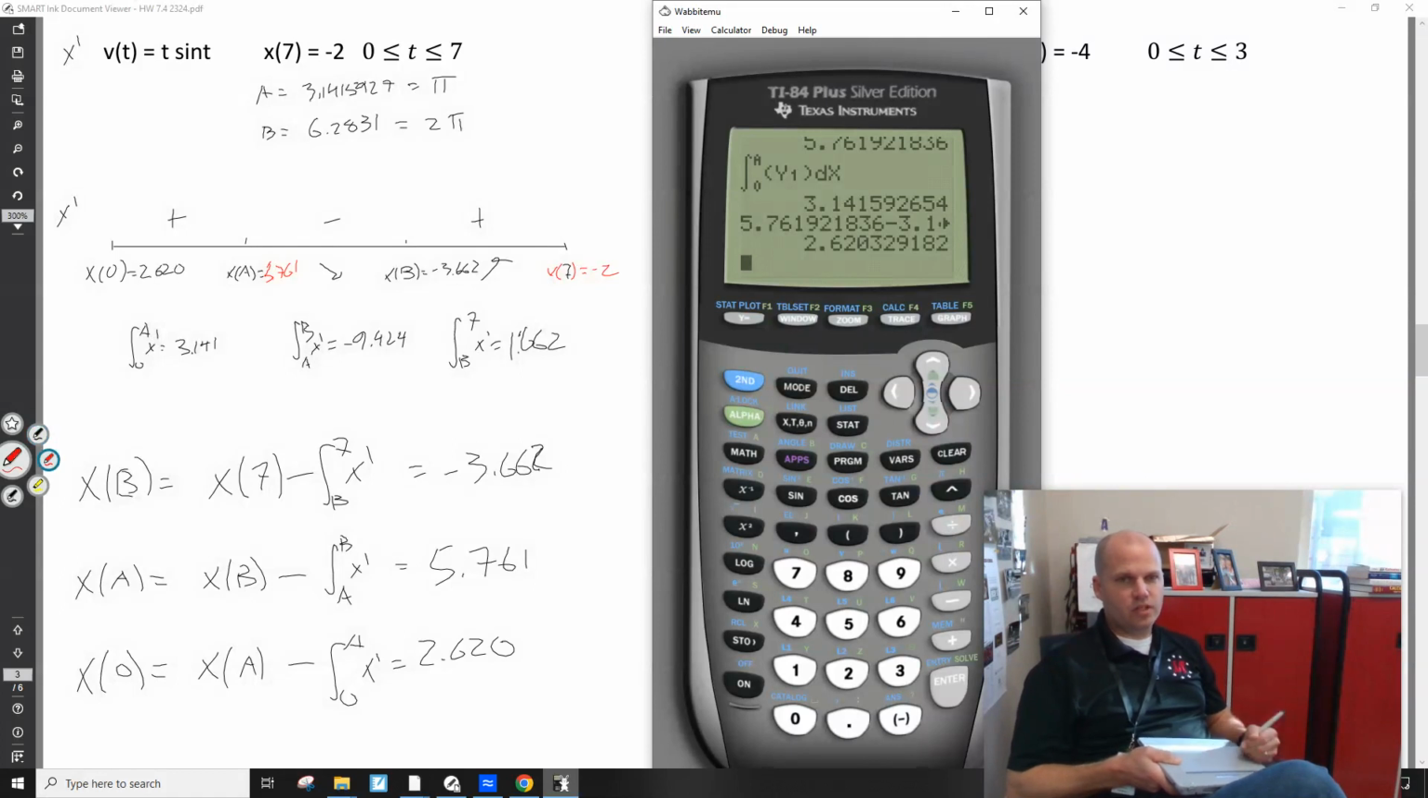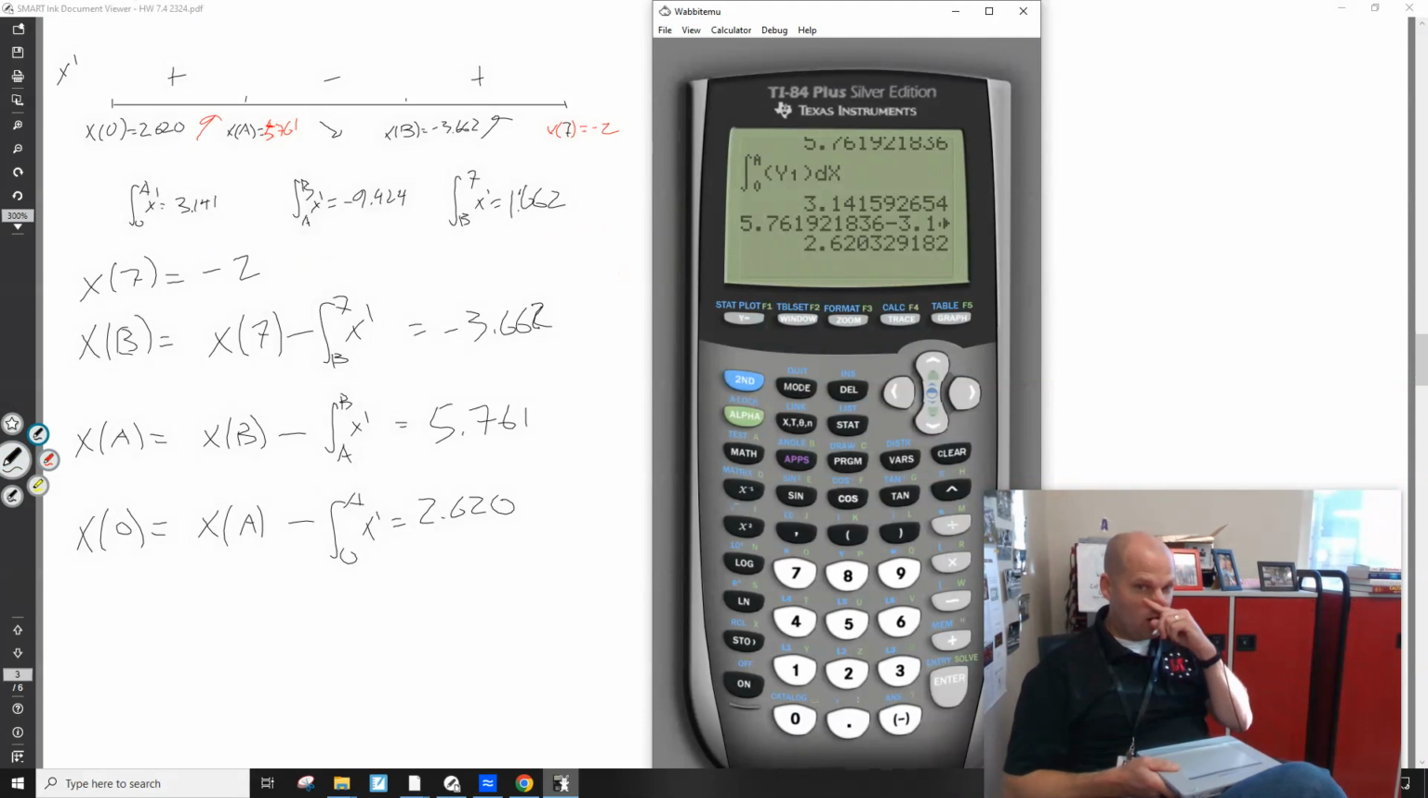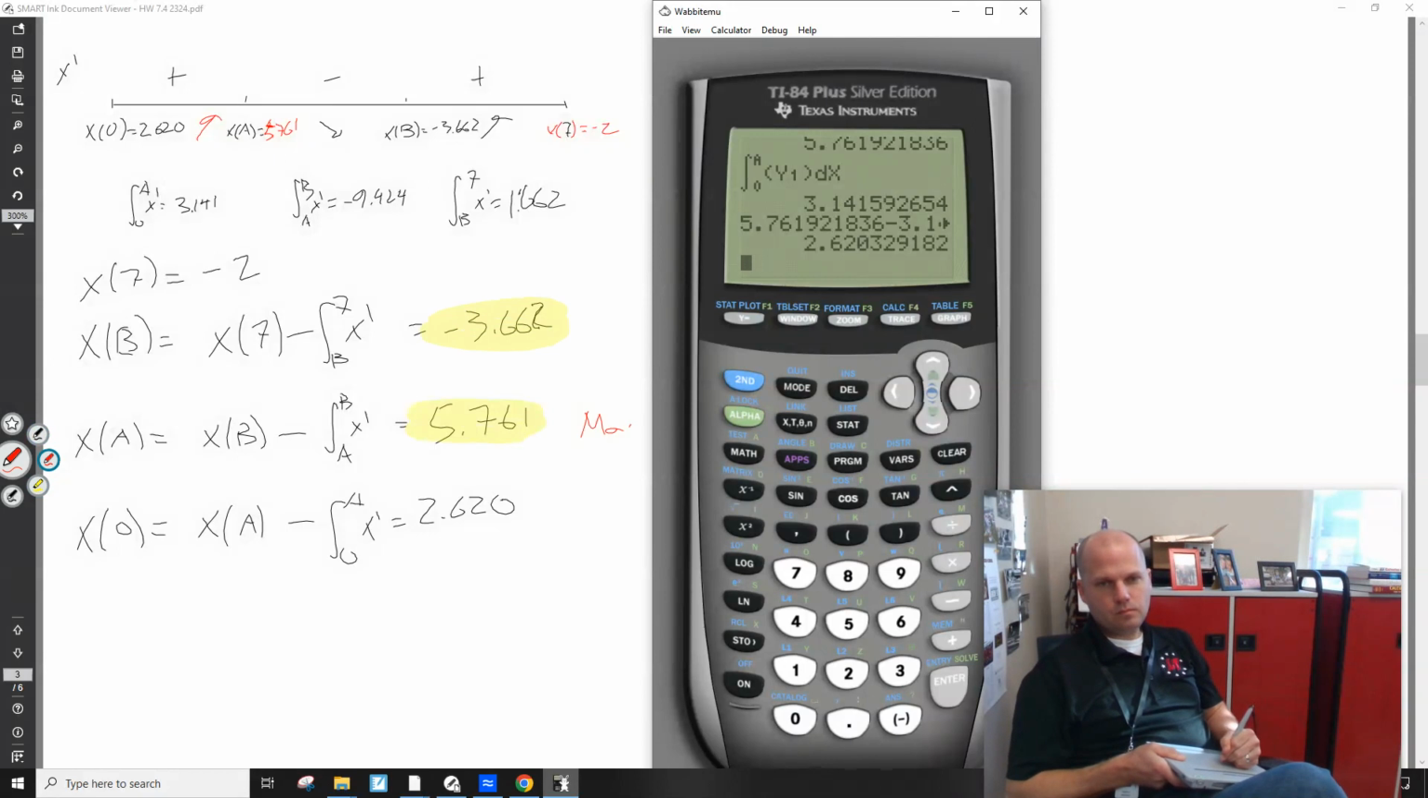Okay, does this make sense? Increase by 3, I got to 5. Decrease by 9, I come down to -3. Increase by 1.62, I get to -2. All right, we got it. So we have everything, including my other endpoint, x of 7 equals -2. These are all my candidates. Here's my max. Here's my min. Position, time, position, time, position on the x-axis.